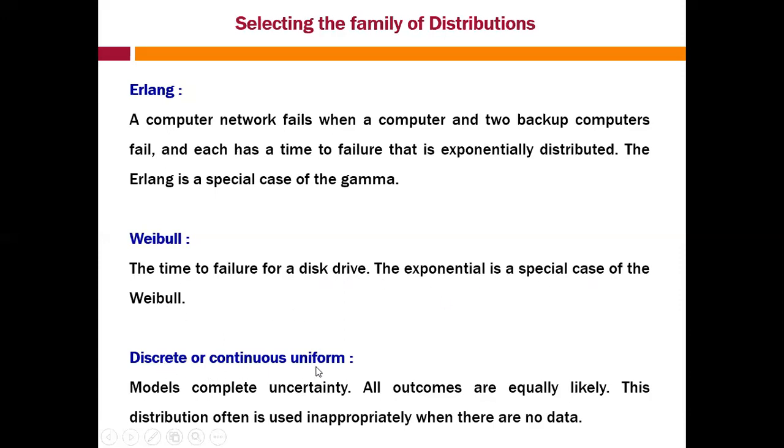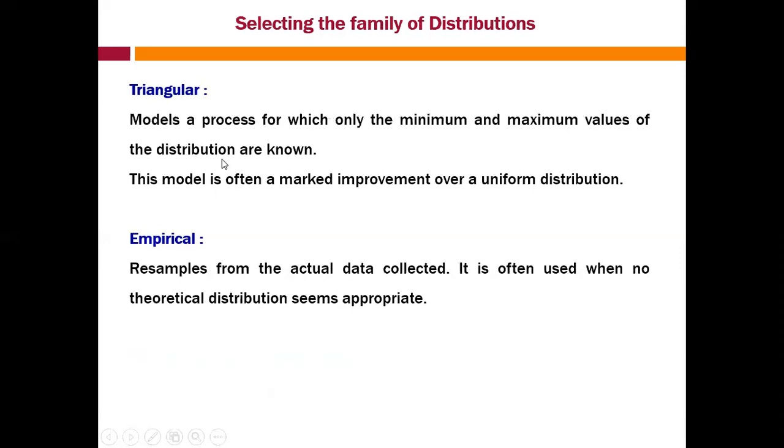Then the discrete or continuous uniform distribution models complete uncertainty. All outcomes are equally likely, and this distribution often is used inappropriately when there is no data. The last two types of distributions we have: triangular models a process for which only the minimum and maximum values of the distribution are known. This model is often a marked improvement over the uniform distribution. And empirical resamples from the actual data collected. It is often used when no theoretical distributions seem appropriate.